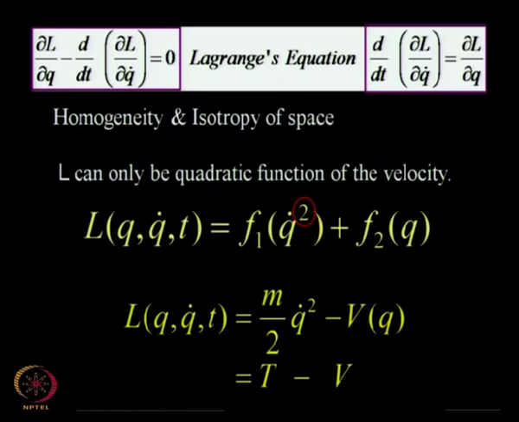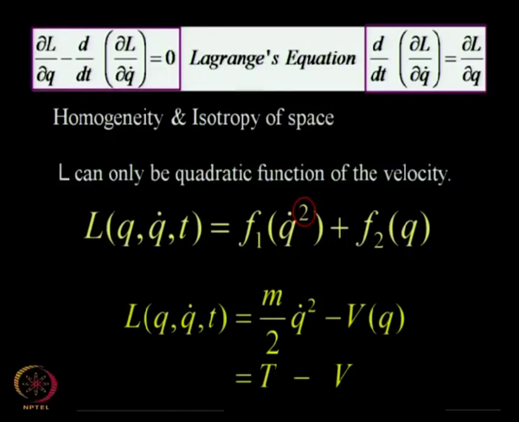Why do we make that choice? We still have to rationalize it, we will. Okay. So we make this proposal that f2 of q be chosen so that it is minus V of q. We propose that f1 of q dot square be proposed as m by 2 times q dot square. This will identify the Lagrangian as T minus V, and we hope to justify this choice. Okay. Now what justifies this choice is a question we must now answer.